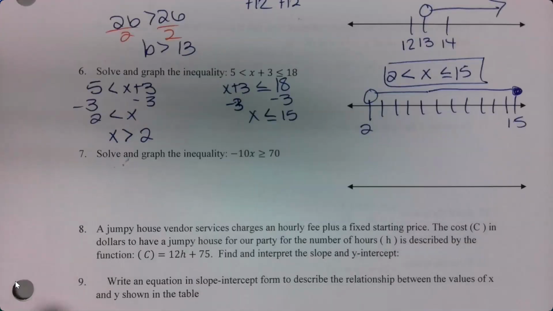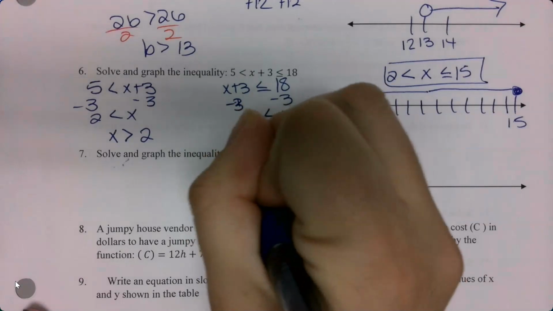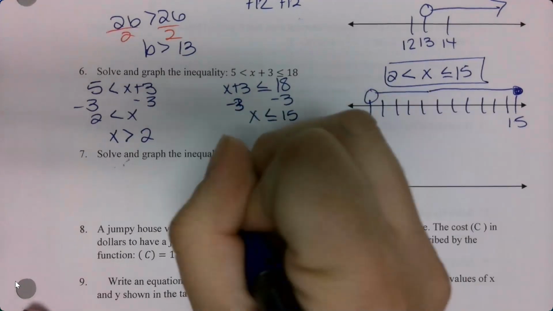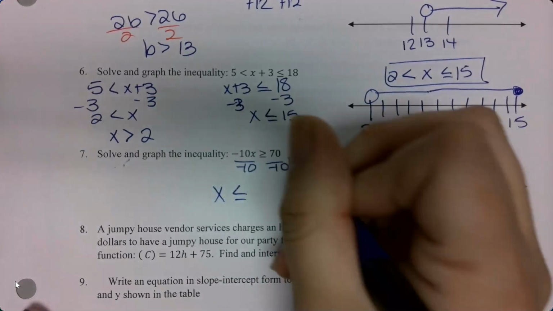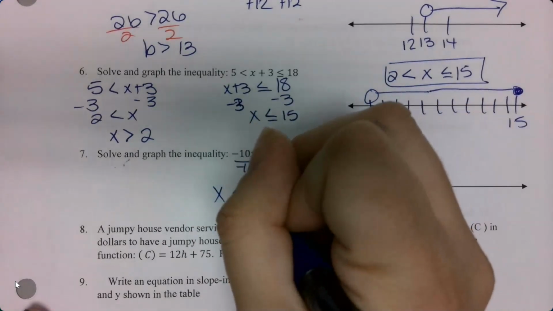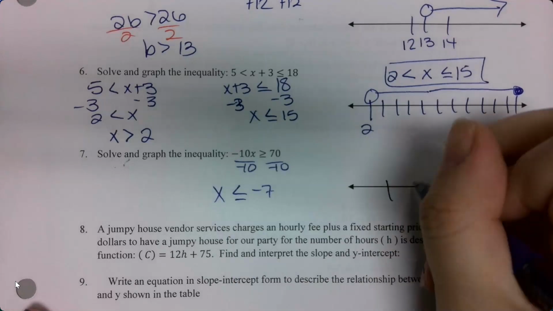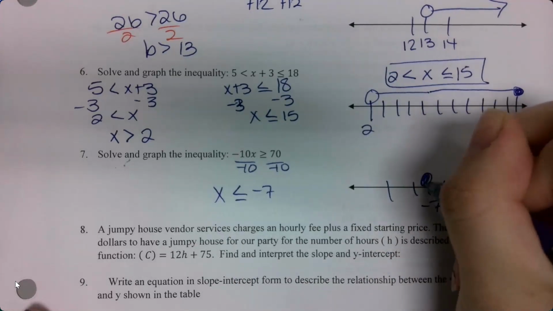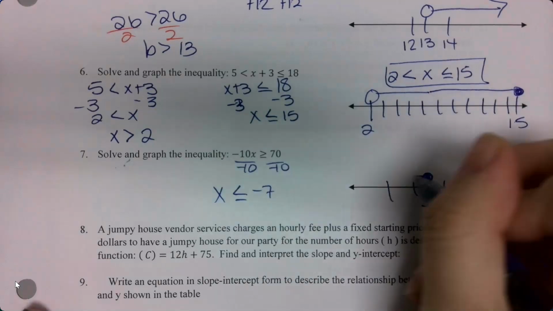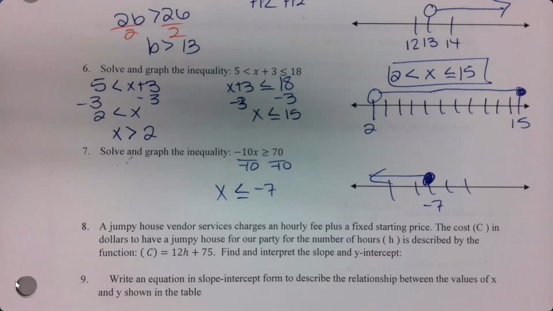Number 7 wants me to solve this inequality. I'm going to divide both sides by -10 to get my x alone. I'm going to have x, but my inequality symbol is going to flip directions. And then 7 divided by -10 is -7. So I'm going to get a solid circle because of the line underneath, and then it's going to go to the left because my arrowhead is pointing towards the left.